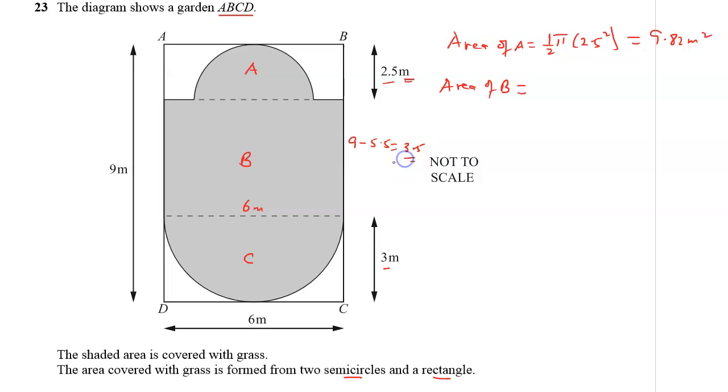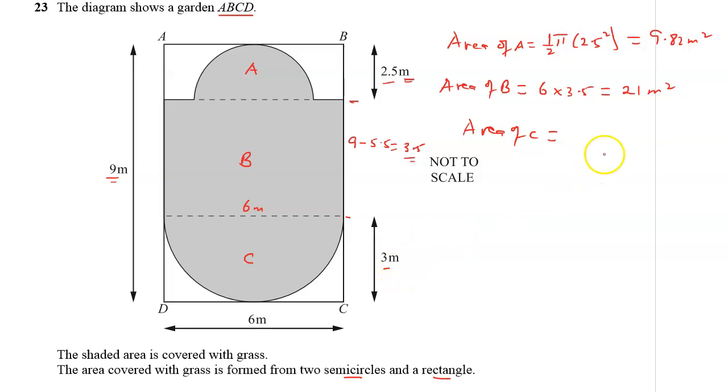Of course, this other side is 3.5. This distance here is 2.5 plus 3 minus 9, because the distance from D to A is what we're looking for, the distance from here to here. So the distance is 3.5. Therefore, our area for B is 6 times 3.5, and that gives us 21 meters squared.